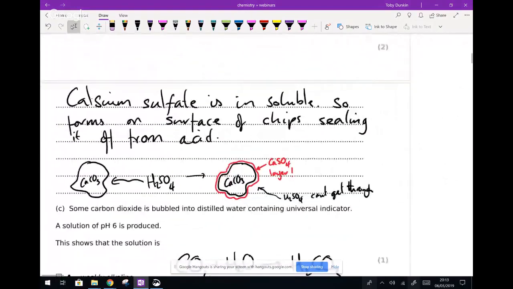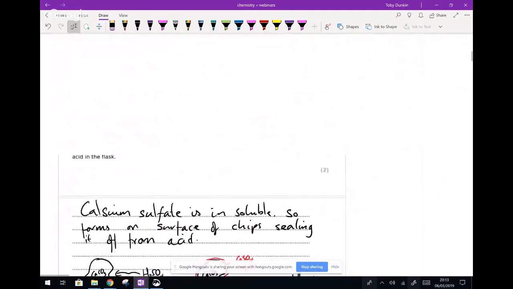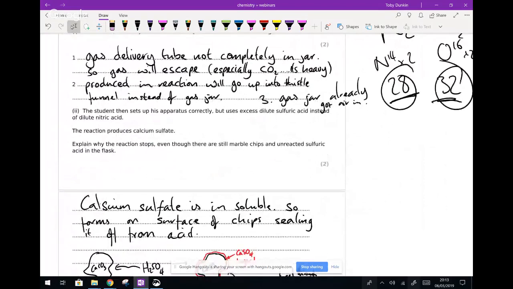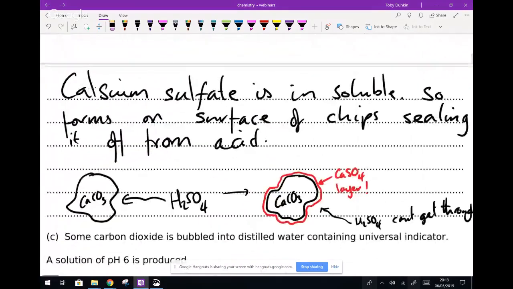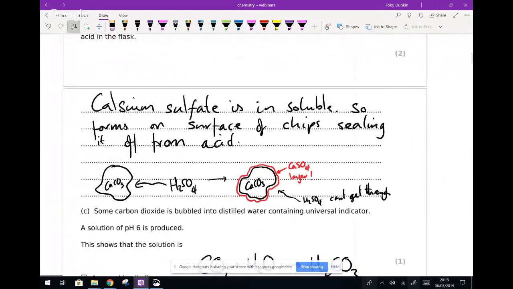Right, the next one. Calcium sulfate. Right, they asked you to explain. By the way, this was a lovely question. The student then set up the apparatus correctly, but he used excess dilute sulfuric acid instead. The reaction produced calcium sulfate. Explain why the reaction stopped, even though there are still unreacted chips and unreacted acid. So the reason why is the calcium sulfate they're forming is insoluble, which means it's going to coat it. It'll form on the surface of the chip, sealing it from the acid.